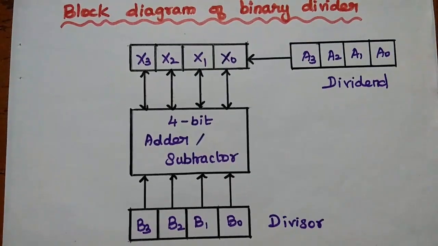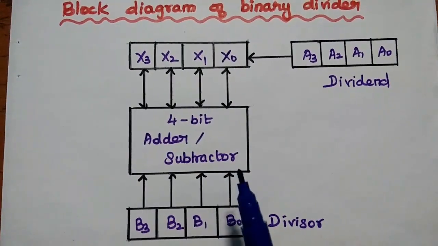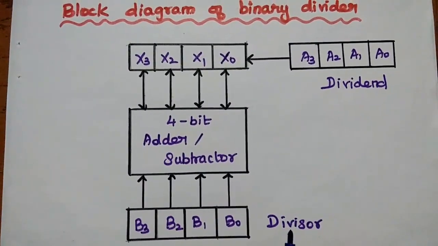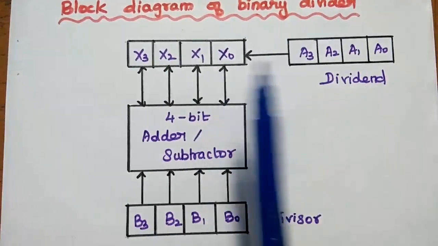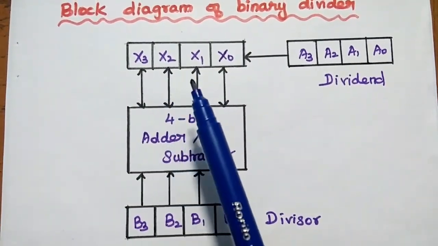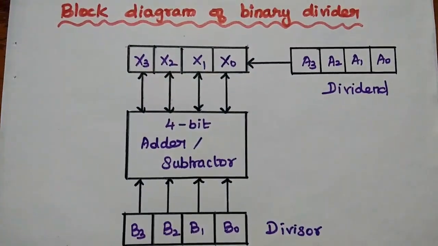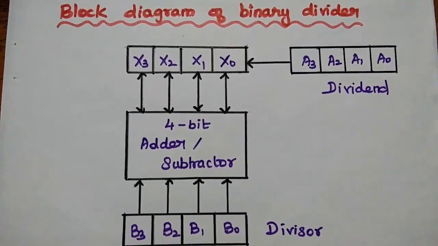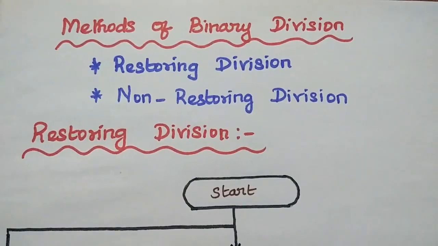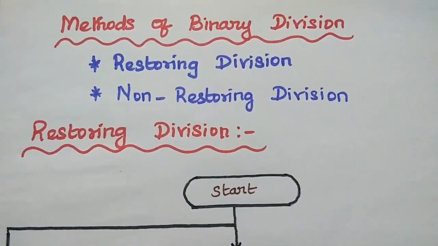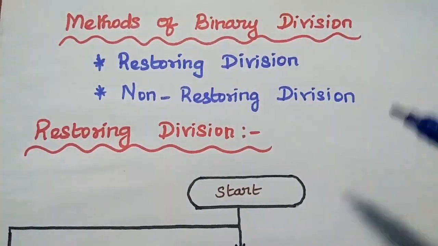This is the logic diagram of the binary divider. Here we are going to use an adder or subtractor. The divisor is stored in the B register, and the dividend is stored in the A register. We are going to use the register X for representing the quotient value. We can solve one problem step by step for understanding this logic diagram. There are two methods used for binary division. One is restoring division. Another one is non-restoring division.